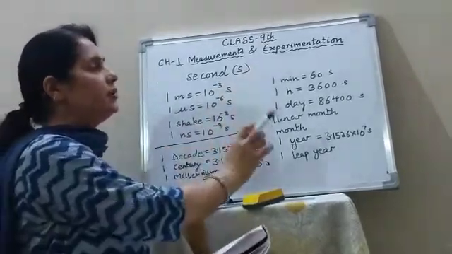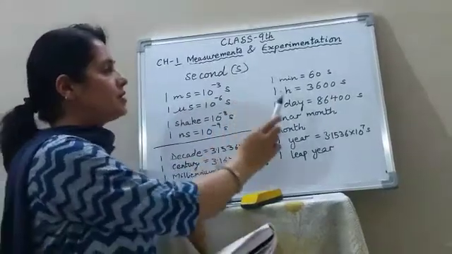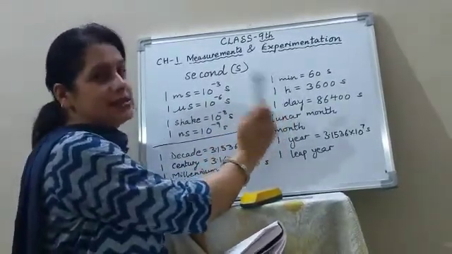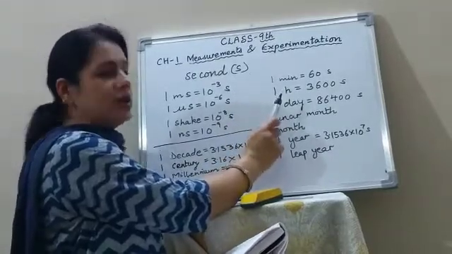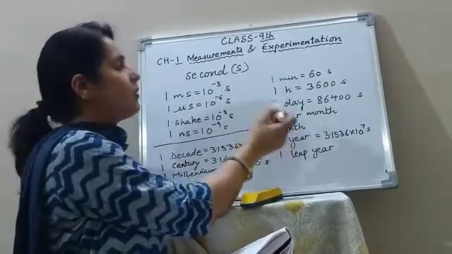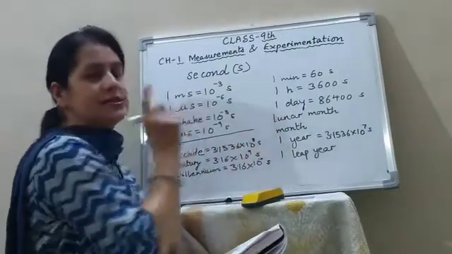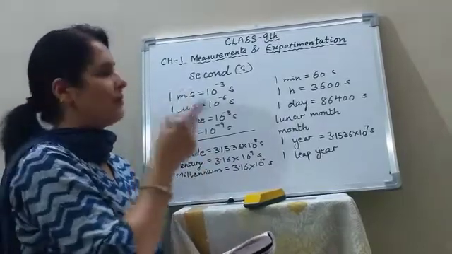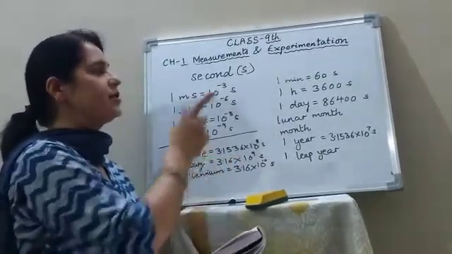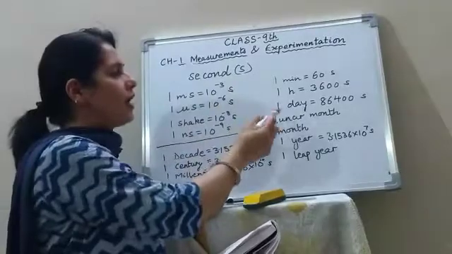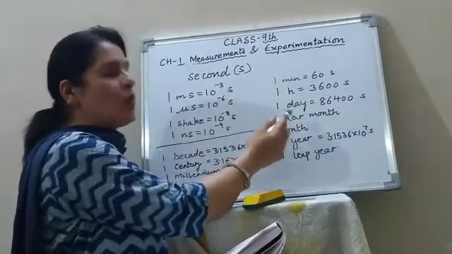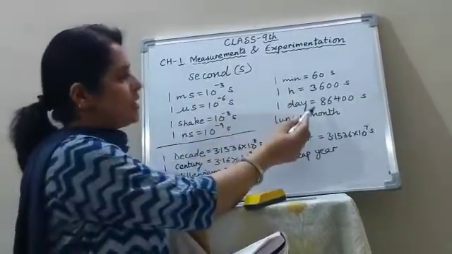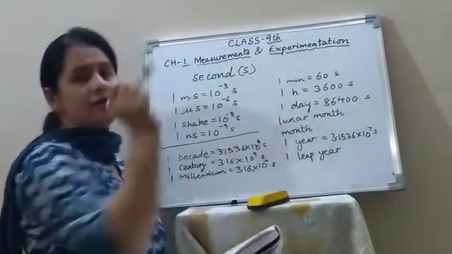And these are the bigger units of time, like minute, hour, day. 1 minute is 60 seconds. And 1 hour is how many? 3600 seconds. Because 1 hour means 60 minutes and in 1 minute 60 seconds. So 1 hour is 60 multiplied by 60, that means 3600 seconds. And how will you calculate seconds in 1 day? So 1 day equals 24 into 60 into 60, which is 86,400 seconds.